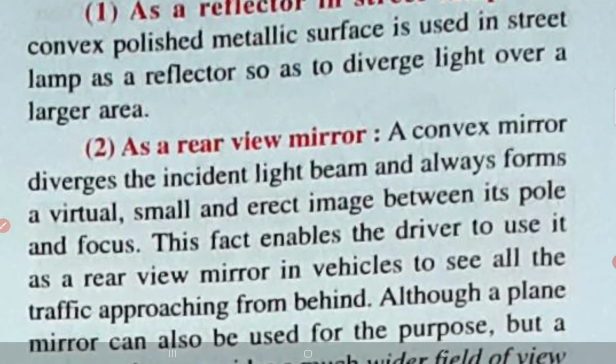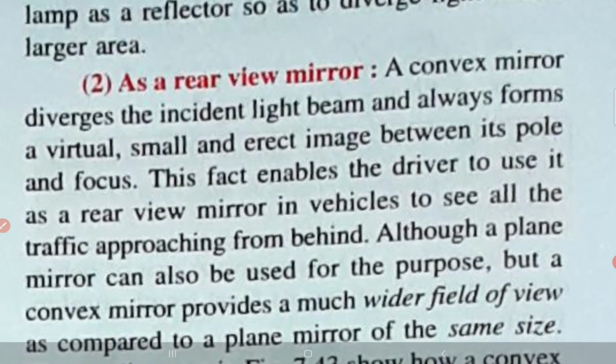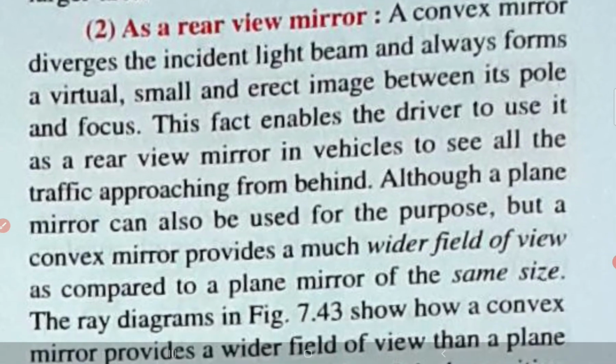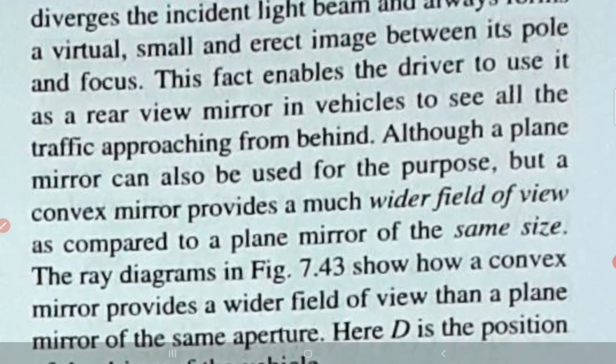Number 2, as a rear view mirror, a convex mirror diverges the incident light beam and always forms a virtual, small and erect image between its pole and the focus. Probably you have seen that in our previous video. This fact enables the driver to use it as a rear view mirror in vehicles to see all the traffic approaching from behind. Although a plane mirror can also be used for this purpose, a convex mirror provides a much wider field of view as compared to a plane mirror of the same size.